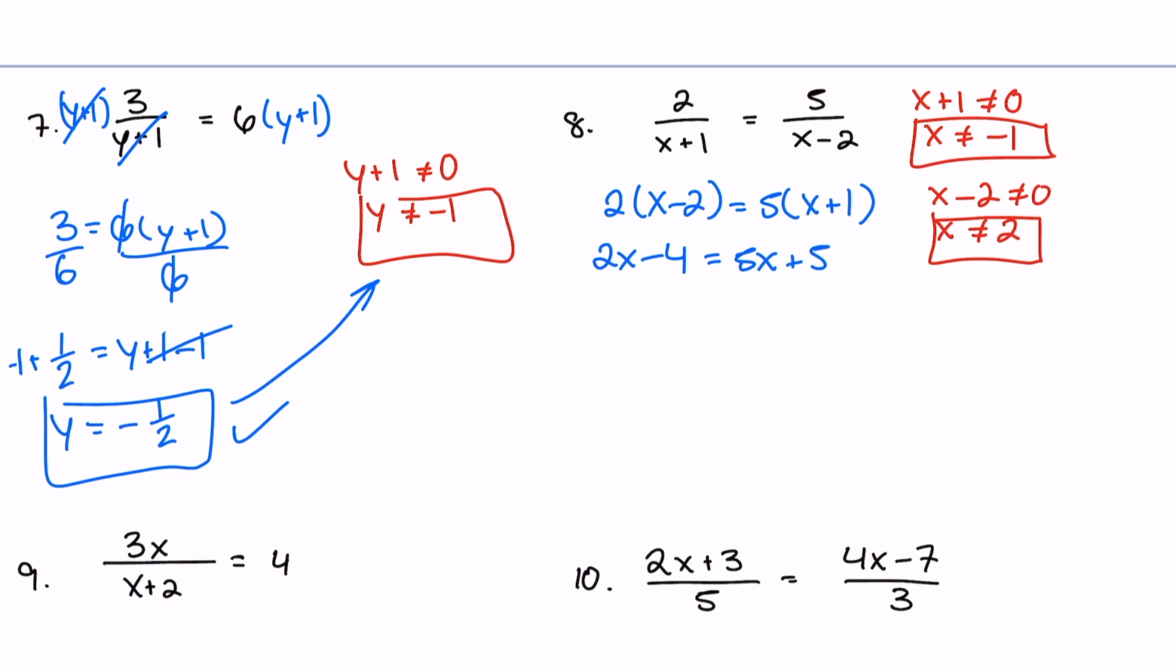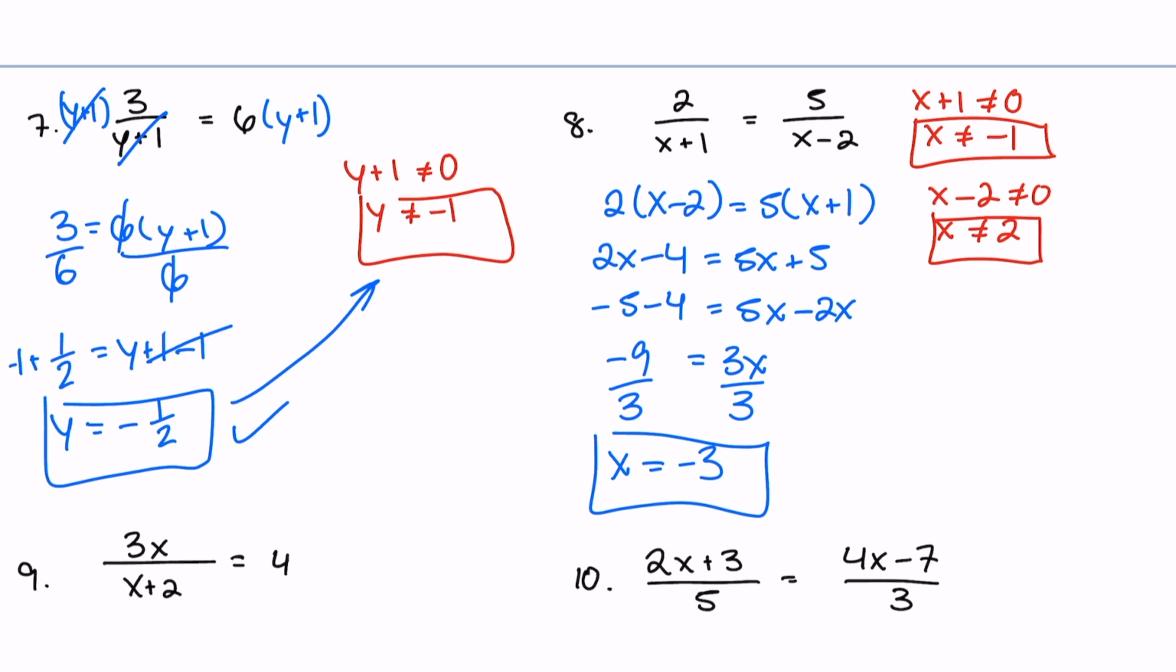I'm going to move the 2x over to the right and the positive 5 over to the left. So when I do that, the positive 5 turns into a negative 5, and we have our negative 4, and that's going to equal 5x, and then that 2x turns into a negative 2x. So solving, we get negative 9 is equal to 3x, and to get x by itself, we can divide by 3 on both sides, and so we get x is equal to negative 3.